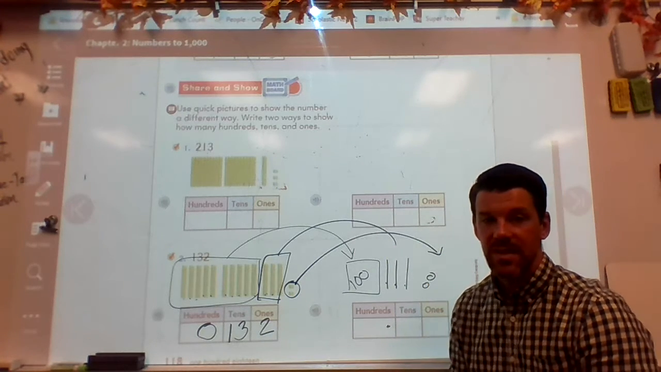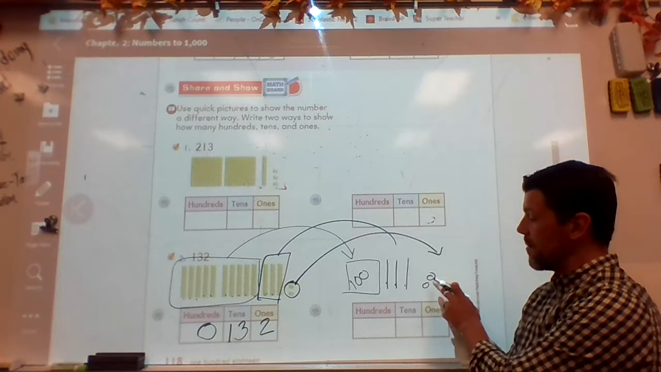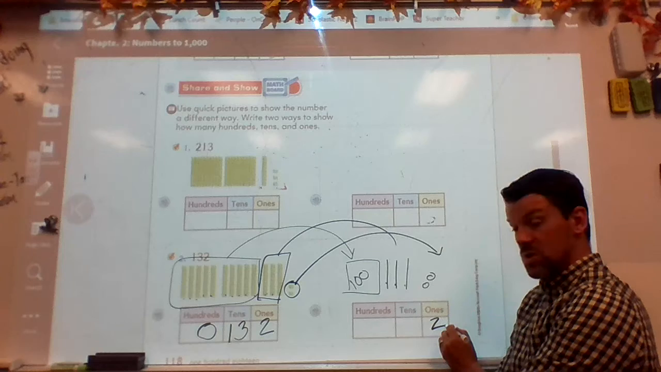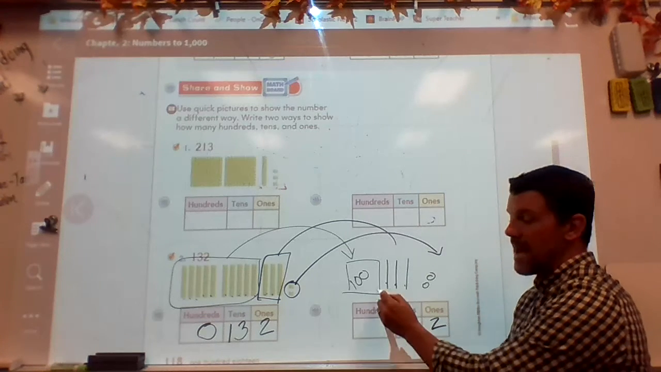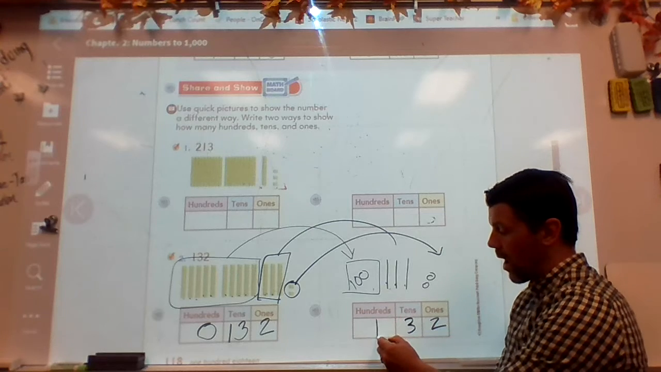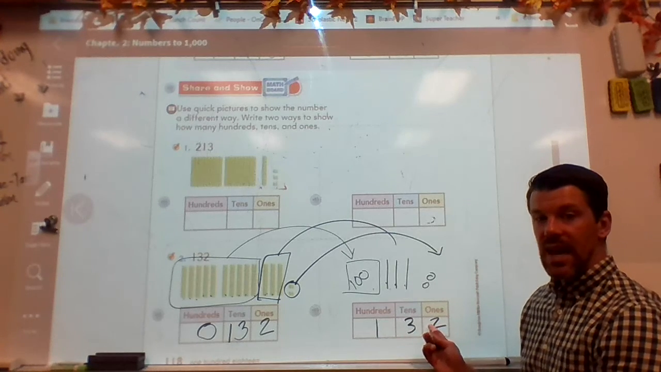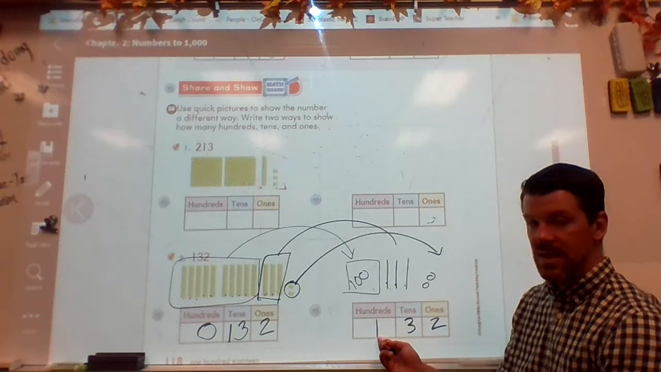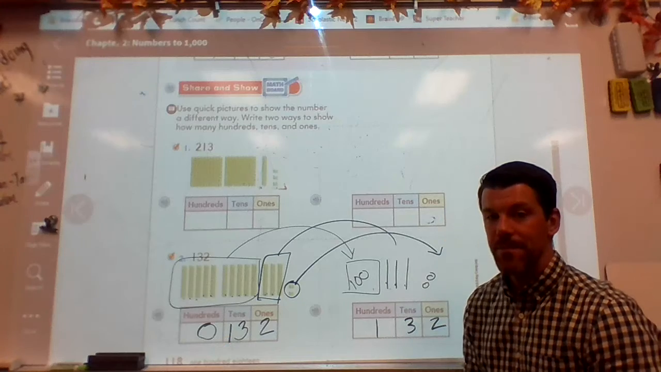So now if you represent this new number on a place value table, we have how many ones? 2. How many tens? 3. And how many hundreds? 1 hundred. 132. Does anybody see a correlation or a pattern between this and this? Check them out.